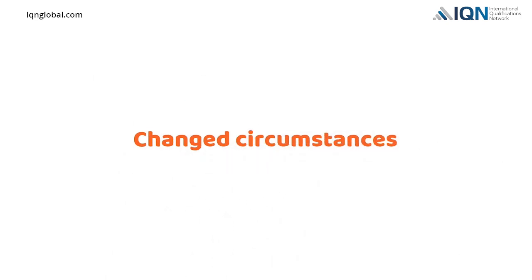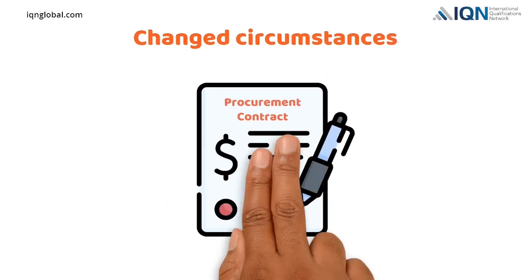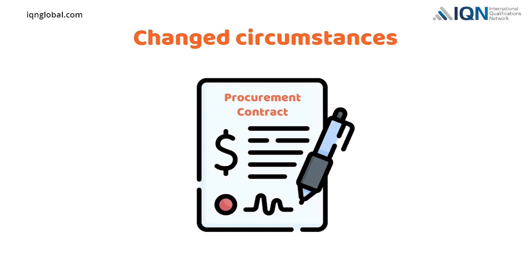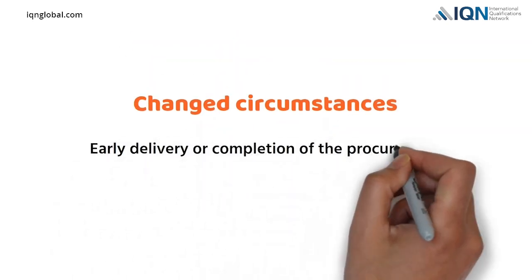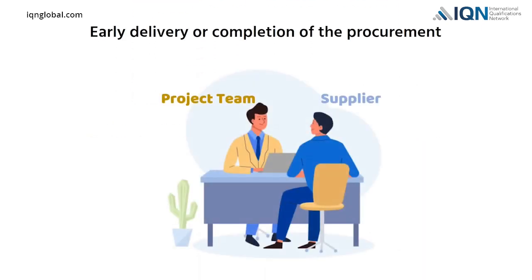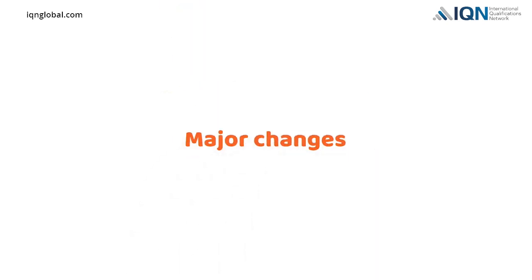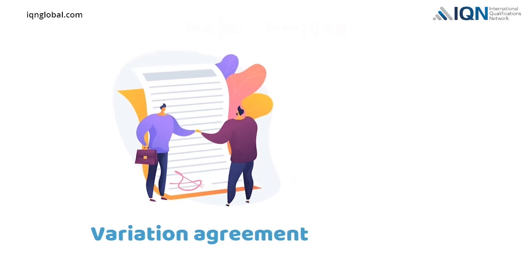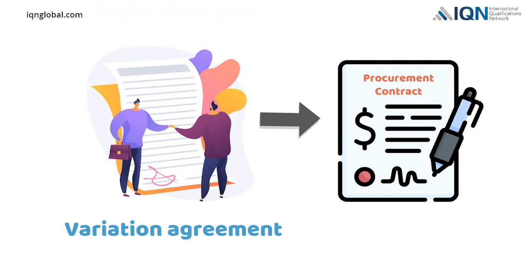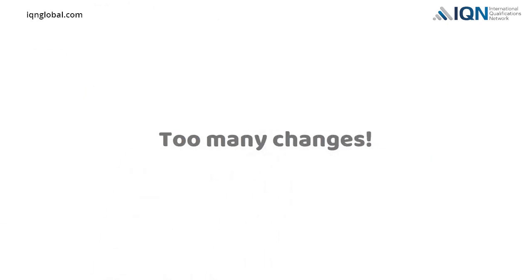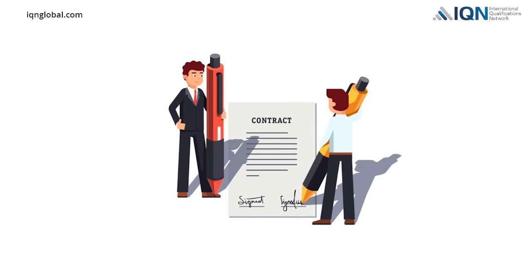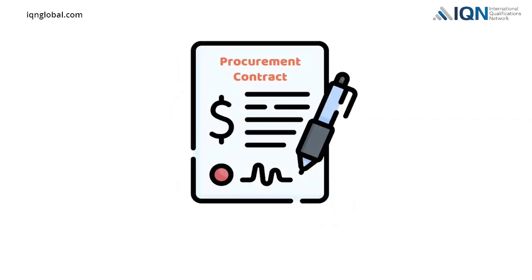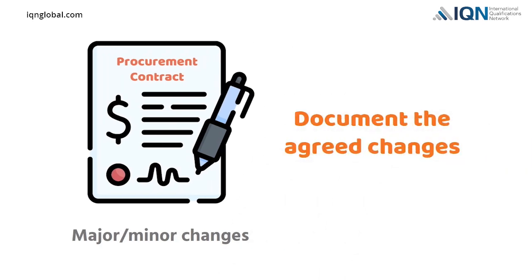Sometimes, changed circumstances may cause changes within an existing procurement contract. For example, if the project suddenly requires early delivery or completion of the procurement, then the project team and supplier need to agree on the changes mutually. But if there are major changes, both parties will sign a variation agreement. The variation agreement will be added to the original contract. If there are too many changes, sometimes even an entirely new agreement can be signed. No matter whether a procurement contract needs major or minor changes, both parties need to document the agreed changes anyway.